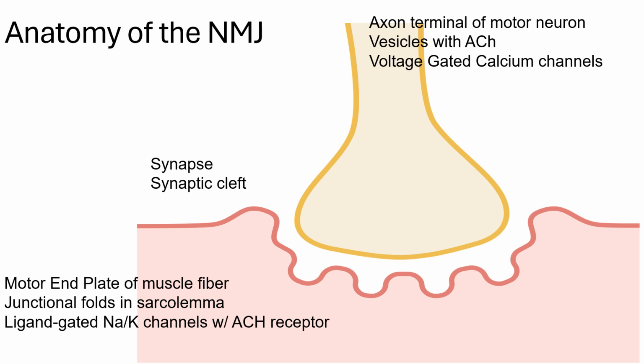This cul-de-sac of this neuron is specifically called the axon terminal. So therefore, this structure, the big yellow structure, is the axon terminal of a motor neuron. And it is shoved full of vesicles that are full of ACh, or acetylcholine.